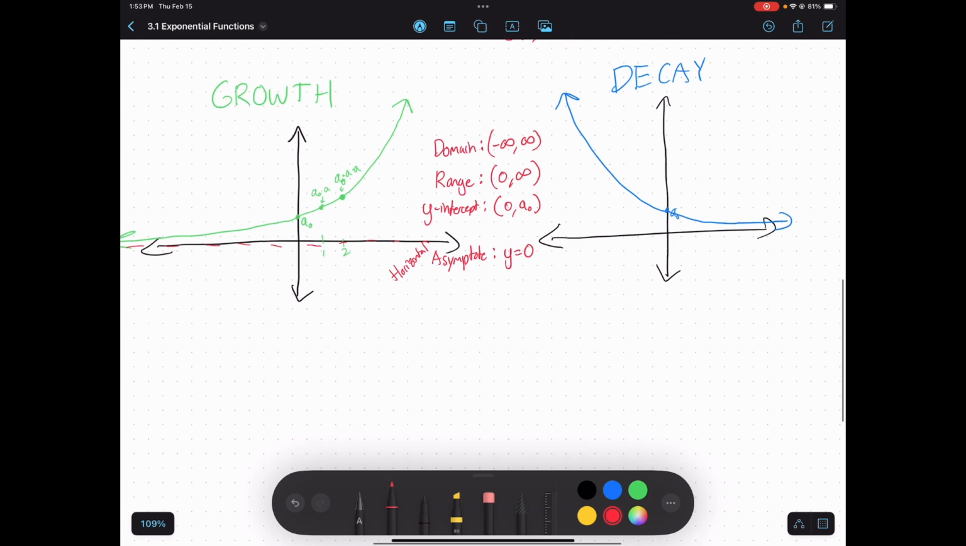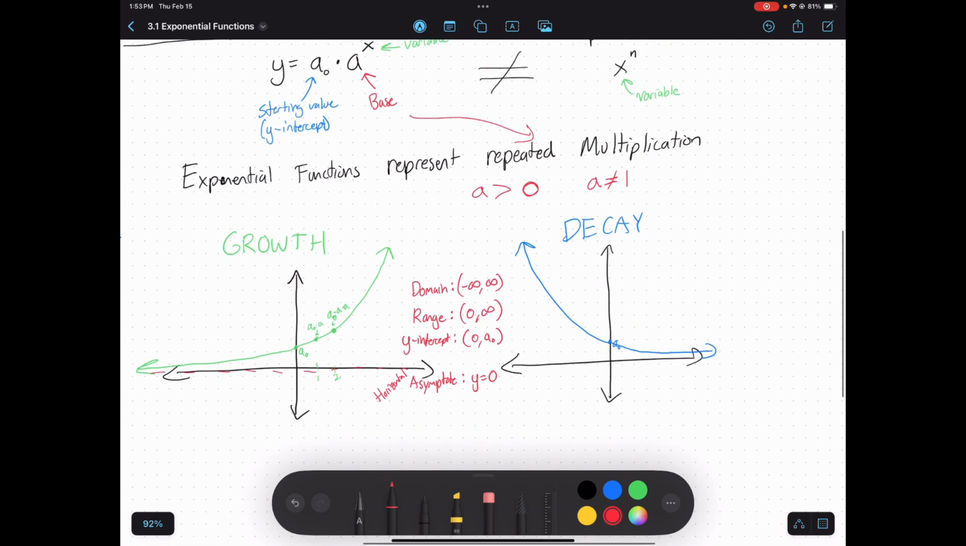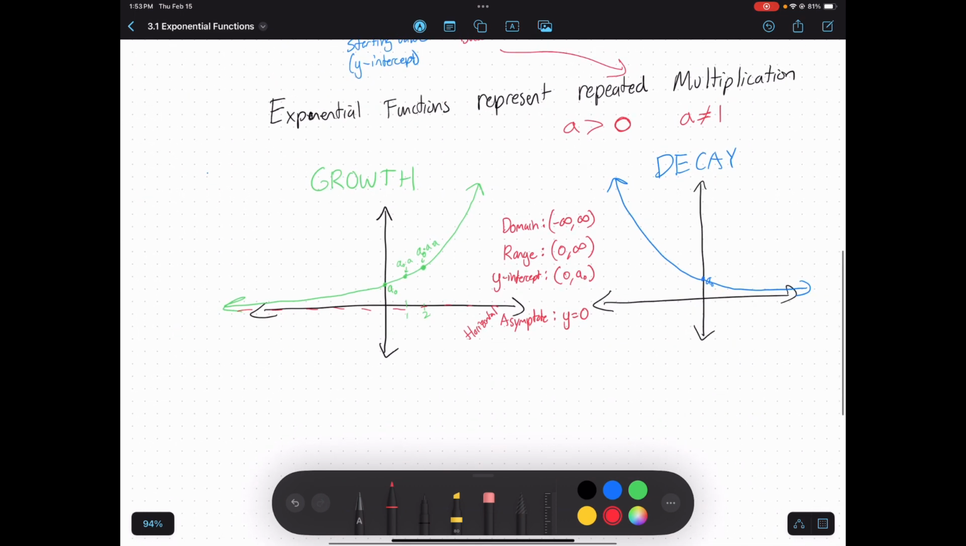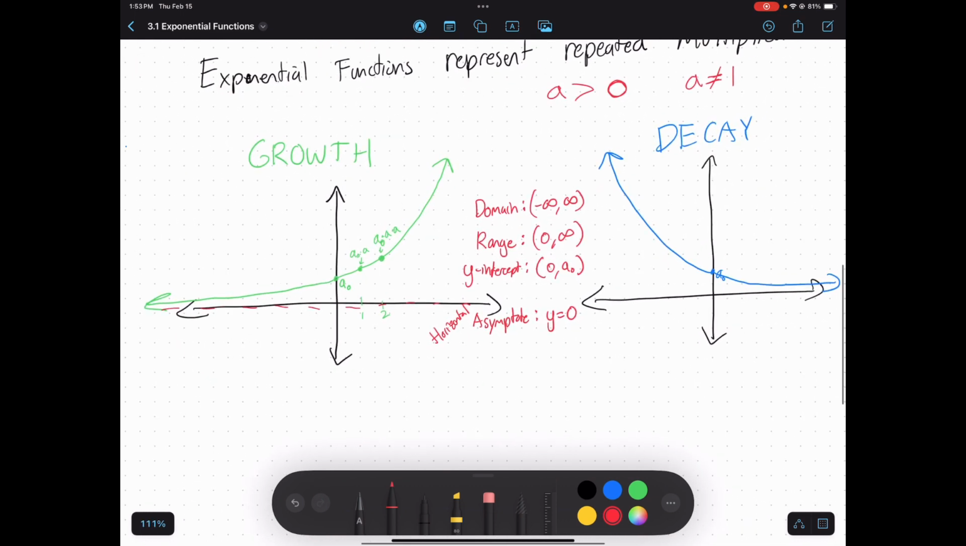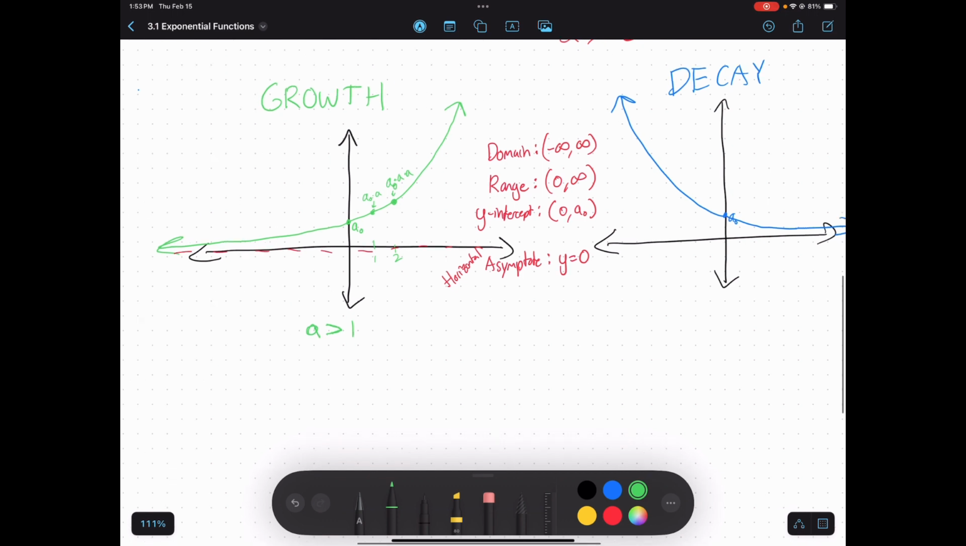But what makes something growth and what makes something decay? Well, it all depends on what I'm multiplying by over and over again. So if I think about growth, what would I need to multiply by in order for my number to get bigger? Well, it turns out you just need to multiply by a number greater than 1. So as long as your base is greater than 1, you're going to have a growth function. Okay? Well, what about decay?